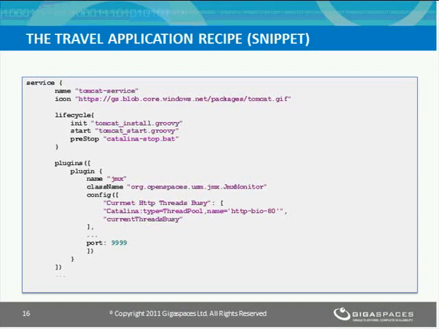There is a service name and the icon. There is a lifecycle script, and you can see here two versions of the script. One of them is the Tomcat install Groovy, which is written in Groovy, obviously, and also a batch file. So you could mix and match the actual script. You can have any type of script within that initial lifecycle setup.